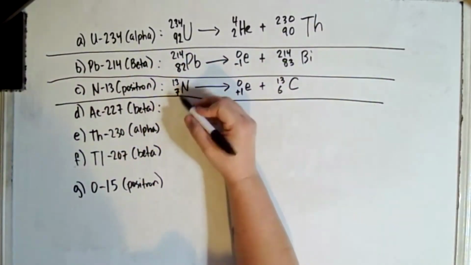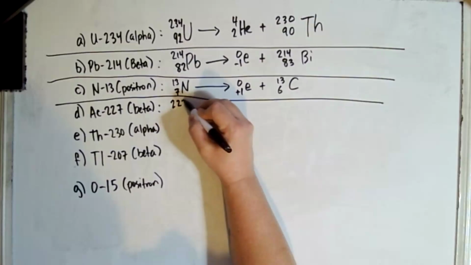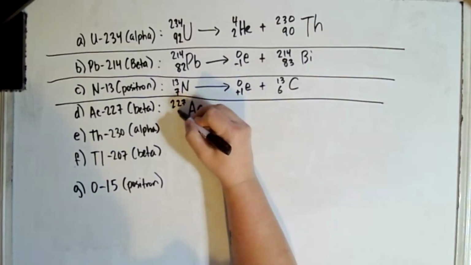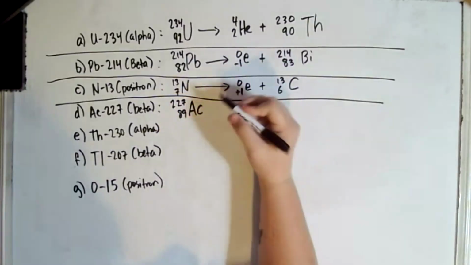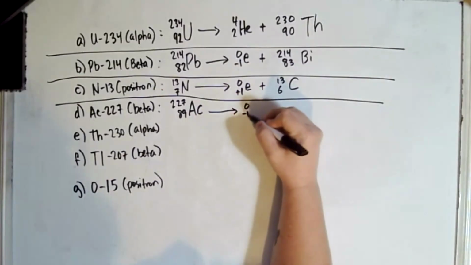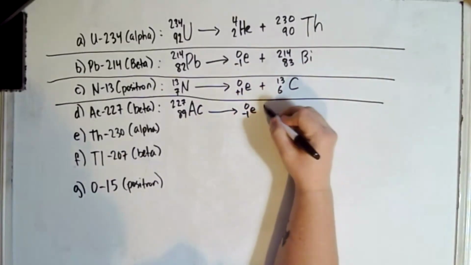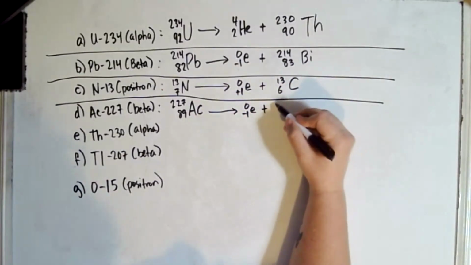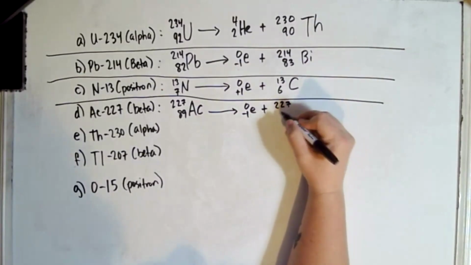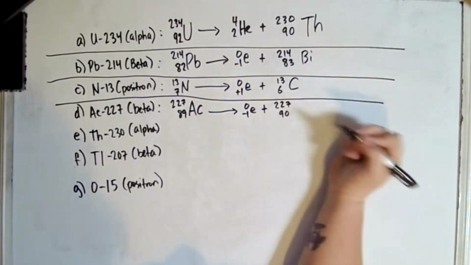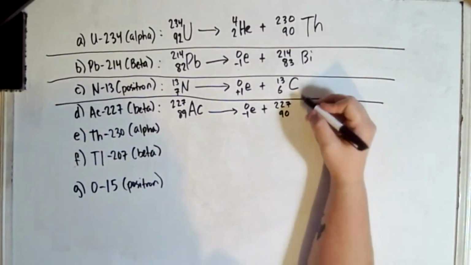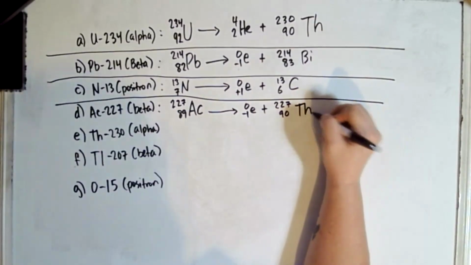All right, and we have actinium-227. That is atomic number 89. This is also going to be beta decay, so we have a beta particle there. So our mass number is going to stay 227, and our atomic number is going to increase by 1 to 90. And that is going to be thorium.